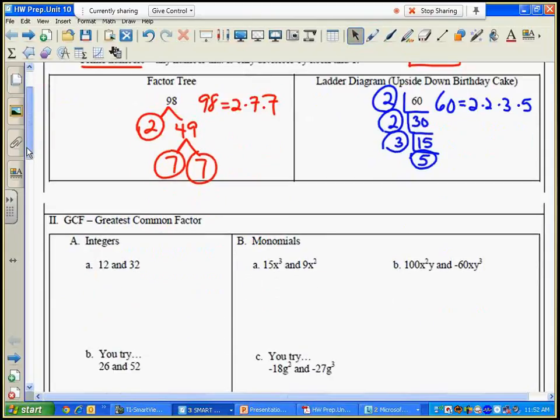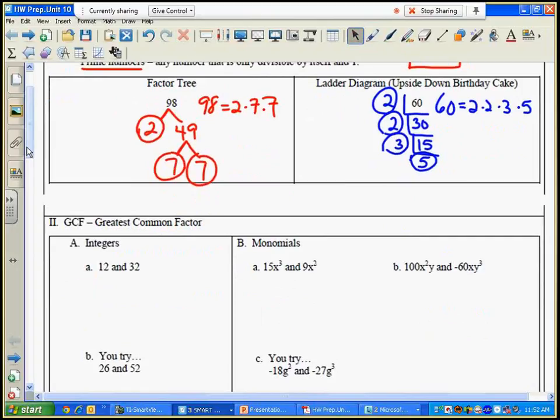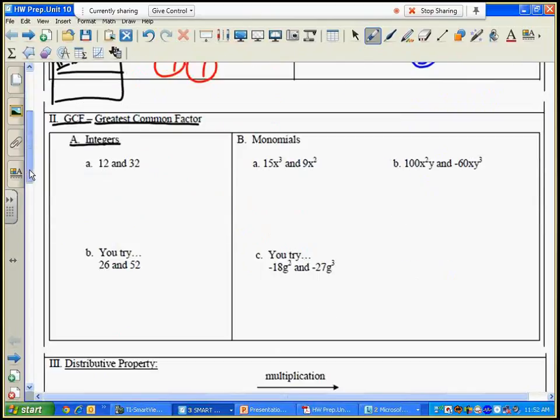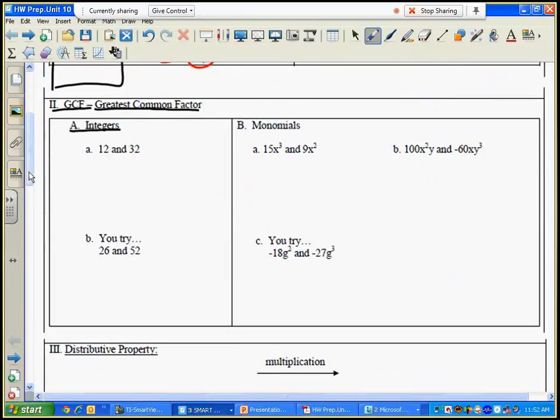Well, let's say that we want to find the greatest common factor between 2 numbers or 2 terms. Well, we use our prime factorization in order to do that. And this is what it looks like. By the way, we are now on our front page where you have your 3 rows, right in the middle. Go ahead and label this guy Roman numeral 2 and put GCF, greatest common factor. Go ahead and put A, and let's write down integers. And the 2 examples I want to do first here are 12 and 32. I want to find the greatest common factor of those 2 numbers.